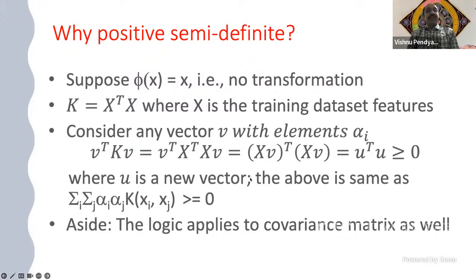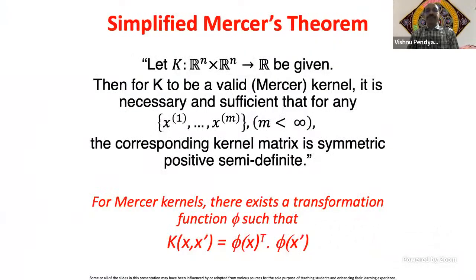So this logic applies to covariance matrix also, because the covariance matrix is also one kind of gram matrix. So it also has to be semi-positive definite and things like that. But anyway, covariance matrix is not part of today's talk. Now that brings us to the actual Mercer theorem.